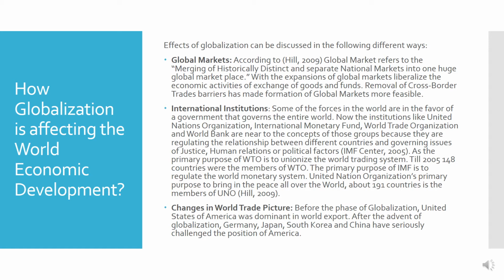The primary purpose of WTO is to unionize the world trading system, and till 2005, 148 countries were members of WTO. The primary purpose of the International Monetary Fund, that is IMF, is to regulate the world monetary system. The United Nations Organization's primary purpose is to bring peace all over the world, and about 191 countries are members of UNO. Next is changes in the world trade picture. Before the phase of globalization, the United States of America was dominant in world export. After the advent of globalization, Germany, Japan, South Korea, and China have seriously challenged the position of America.